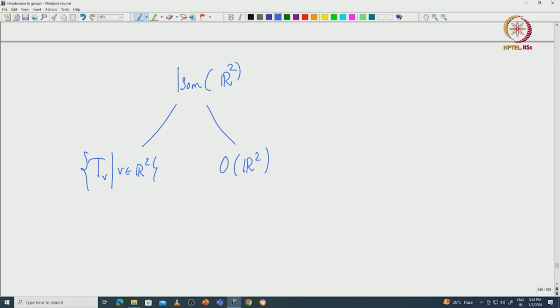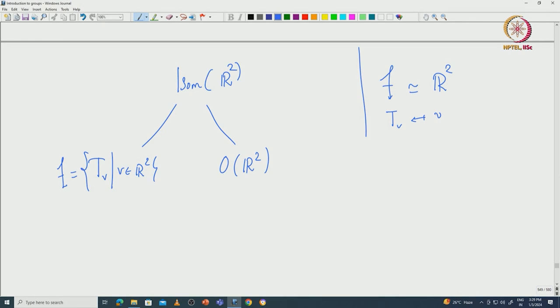So if you think about it, these translations are naturally isomorphic to R2, because given any V, you have this T_V, and that T_V behaves exactly as the vector V. Whenever you add the vectors, the maps also get composed. So these two important groups are there, and somehow these two groups kind of produce all other isometries. So what is the meaning of that? It means when you take the product between these two groups, that will be exactly equal to isometries of R2. Okay. So maybe you can try to check that.